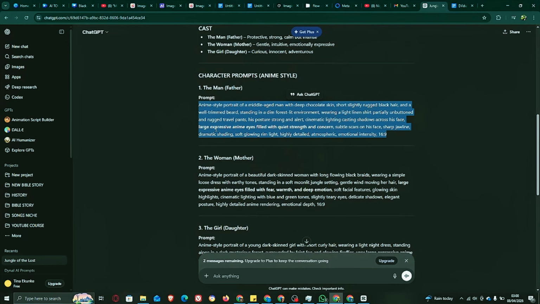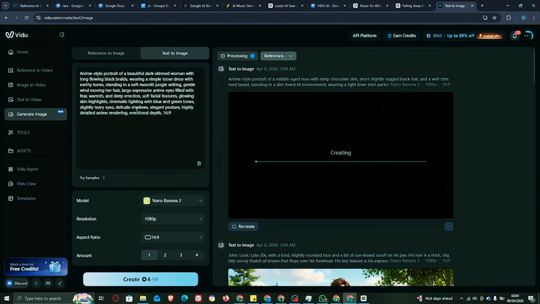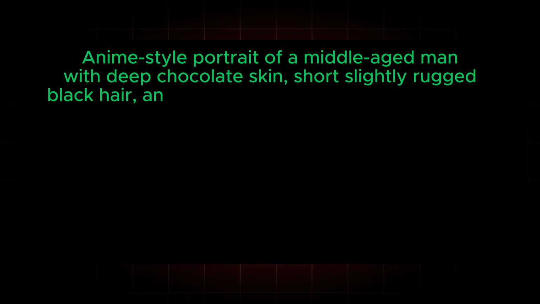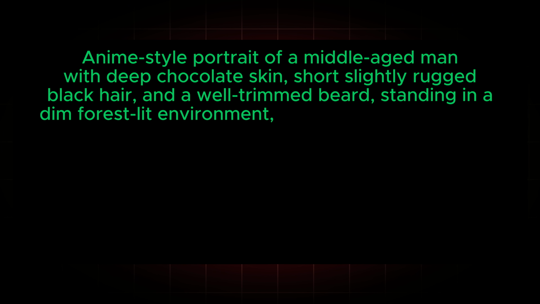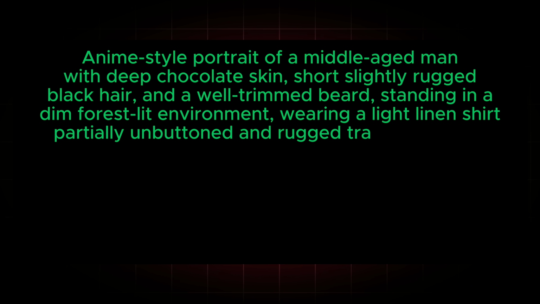So all I need to do is go over to where my prompts are. I will click the text to image option here. I'm pasting my prompts, and I'm going to generate the first character. It says, anime-style portrait of a middle-aged man with deep chocolate skin, short, slightly rugged black hair, and a well-trimmed beard, standing in a dim, forest-lit environment, wearing a light linen shirt, partially unbuttoned, and rugged travel pants.